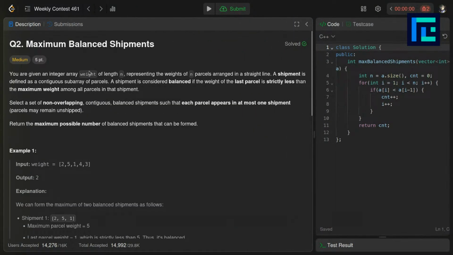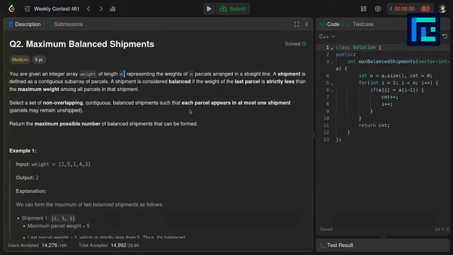You are given an integer array weight of length n, representing the weights of n parcels in a straight line. Okay, so we are given integers which represent the weights of n parcels. A shipment is defined as a contiguous subarray of parcels. So a shipment is a subarray of parcels. It is balanced if the last parcel is strictly less than the maximum weight among all parcels in the shipment.